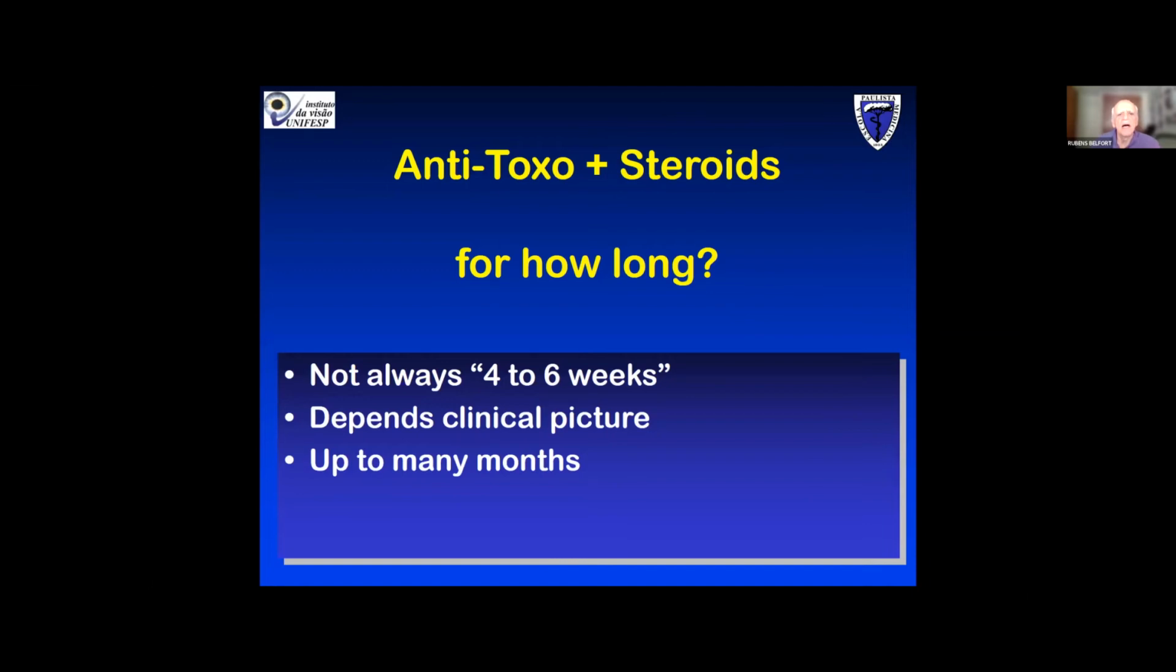I read a comment about not to treat all the patients for 4 to 6 weeks. And it always depends on the clinical picture. We know that in many patients, the treatment of ocular toxoplasmosis with anti-toxo drugs should be done for many, many months in order to try to keep the patient without recurrences and decrease the chronicity of some of the lesions. Next one.